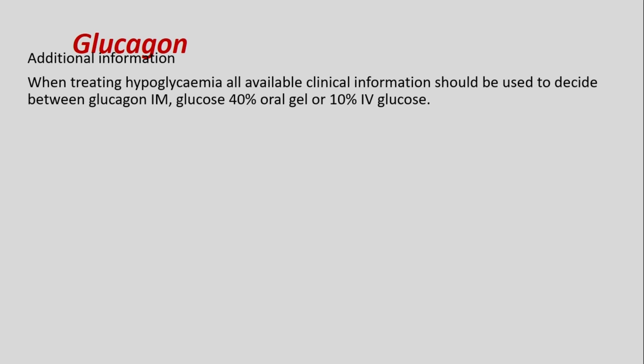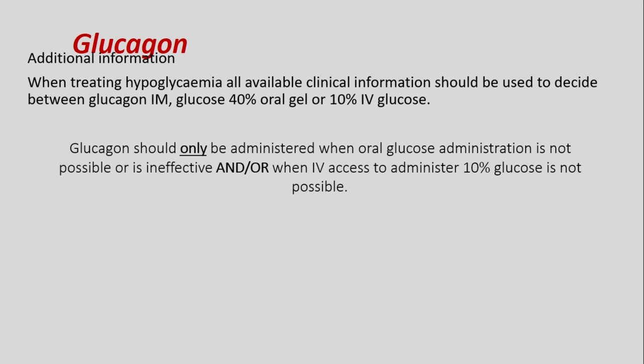When it comes to the hypoglycemic patient, you may have to make a choice dependent on your scope of practice, skill level, and the patient presentation between treating the patient with either glucose gel, glucagon, or considering glucose 10% intravenous infusion. For example, glucagon should only be administered when oral glucose administration is not possible or is ineffective, and or when IV access to administer 10% glucose is not possible.